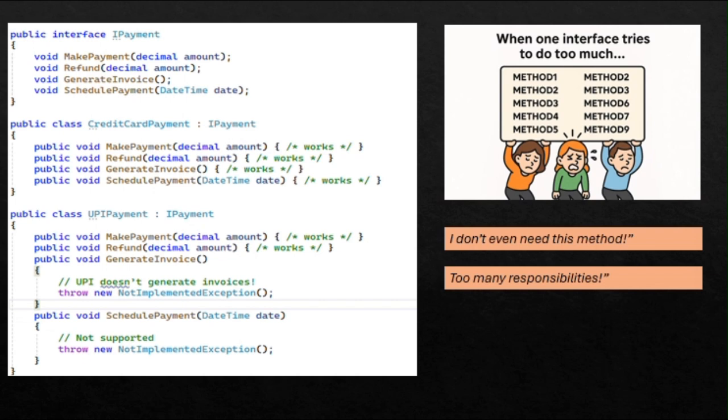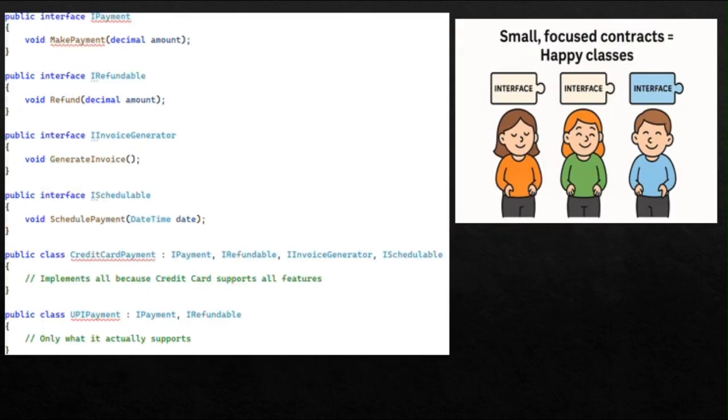Let's fix this right away by creating smaller interfaces. So as you can see, we have created relevant interfaces: IPayment, IRefundable, IInvoiceGenerator, and ISchedulable. Now each class can choose what it needs, right?